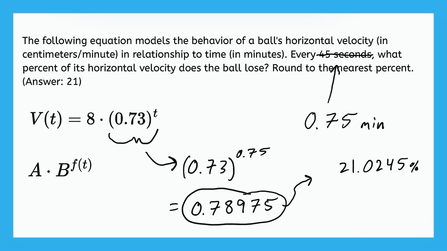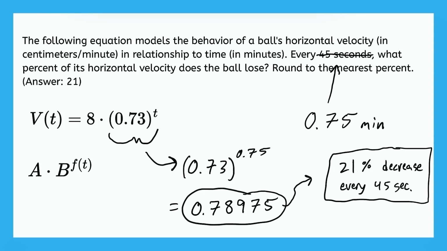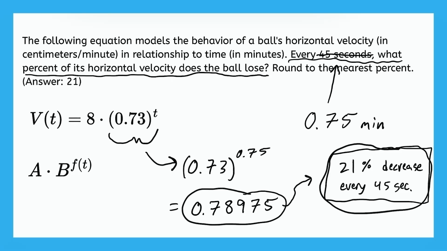And when we move that decimal to the right 2 places, that is multiply by 100, we get a decrease of 21.0245%. Rounded to the nearest percent is 21. So when they say every 45 seconds, what percent of its horizontal velocity does the ball lose? We now know that it loses 21% of that velocity every 45 seconds. Or we could say that there is a 21% decrease every 45 seconds in its velocity.